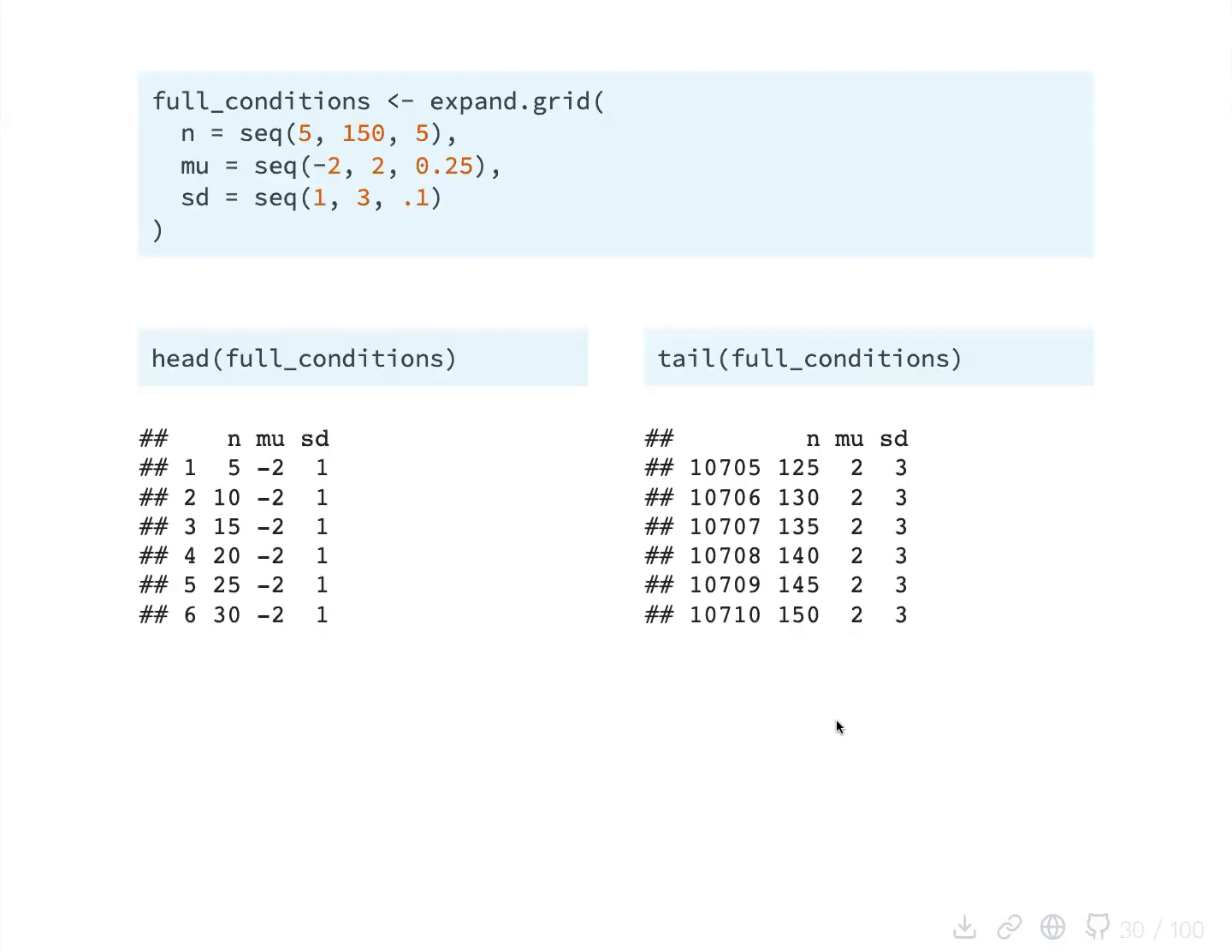We're going to start off by creating a data frame that has all the possible conditions that we want to simulate through. So I'm using expand.grid. I'm going to give it my sequence of n's, my sequence of mu's, my averages, and my sequence of standard deviations. Expand.grid will then cycle through these, compute all pairwise combinations, and create a data frame that has all of these. So now we have 10,710 rows from these three sets of conditions.